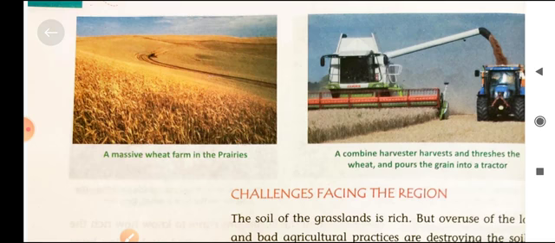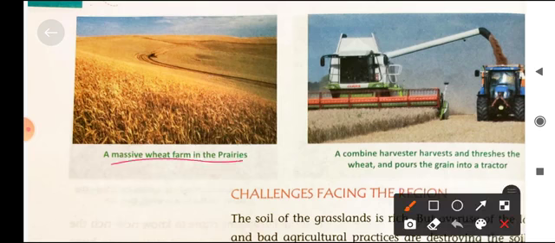A massive wheat farm in the prairies, as you can see here. This is a wheat farm, which is cultivated over a large area and also uses machines in this region.